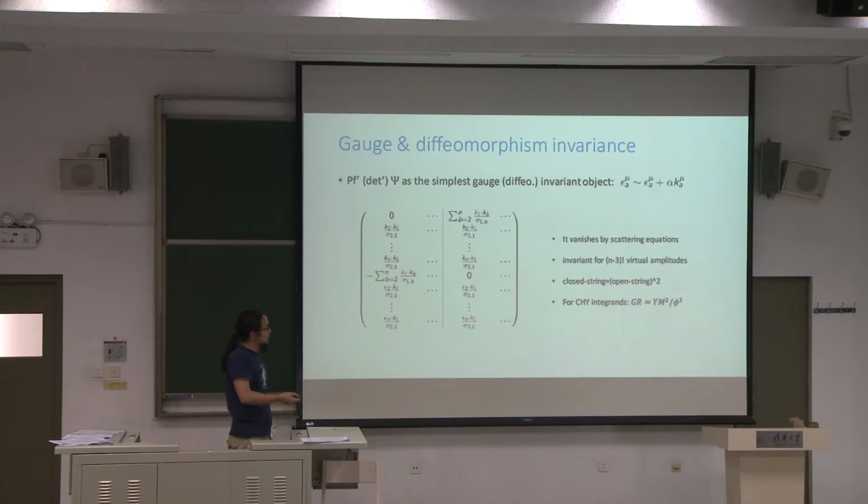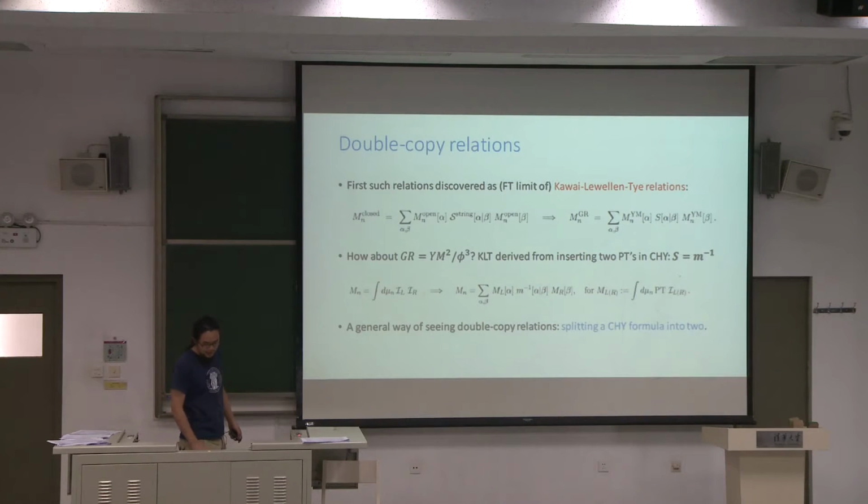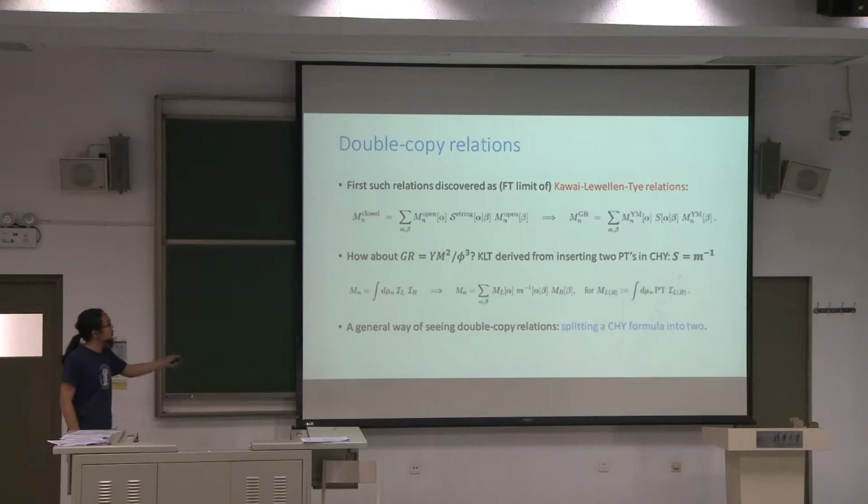Okay, unlike Feynman diagrams. And here also the determinant is just the Pfaffian squared, so it's the closed string correlator. And we see a curious observation here: the CHY integrand for gravity is 2 copies of the CHY integrand for Yang-Mills divided by that of phi cube. And let's see this so-called double copy relation more closely.